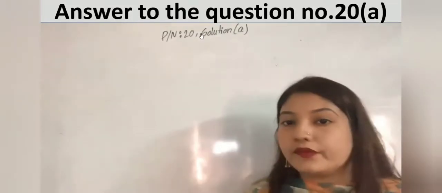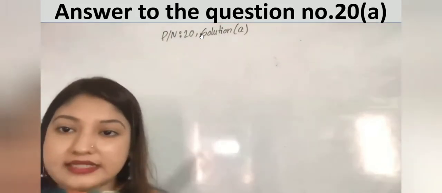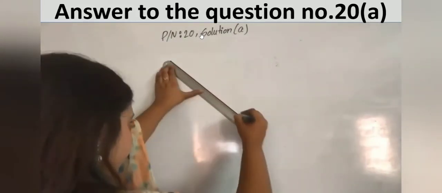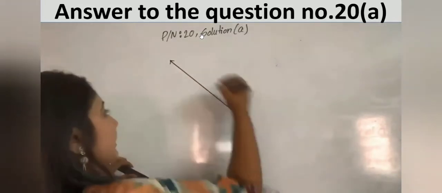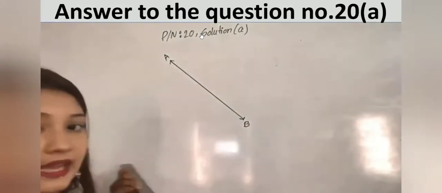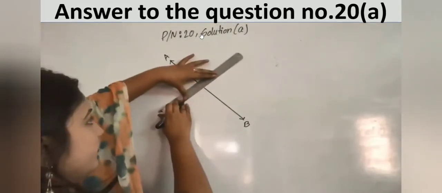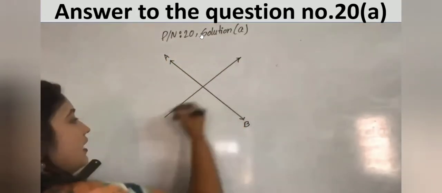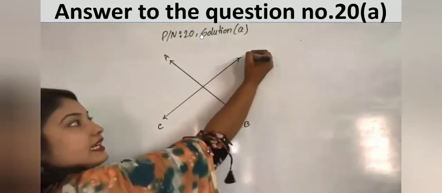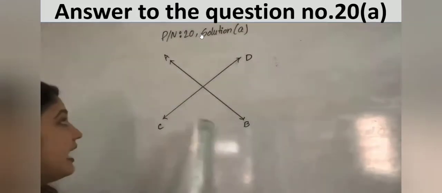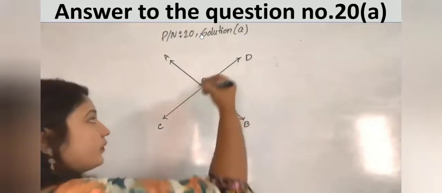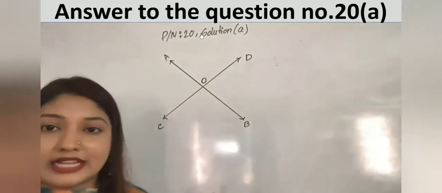Now, based on the above information, I am going to draw the figure. In the stem, it is given that the line AB intersects with CD at point O. So I am drawing the line and naming this line as A and B. Again, I will draw another line here and name this line as C and D. As we can see here, AB is intersecting CD at this point, so I will name this point as O. So this is our required figure which was asked in the step.